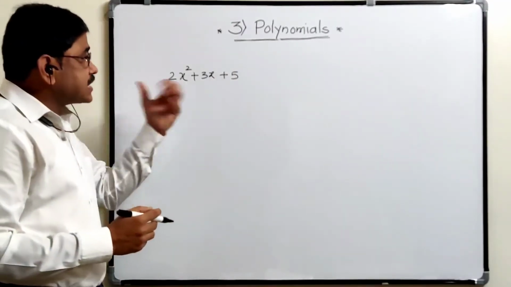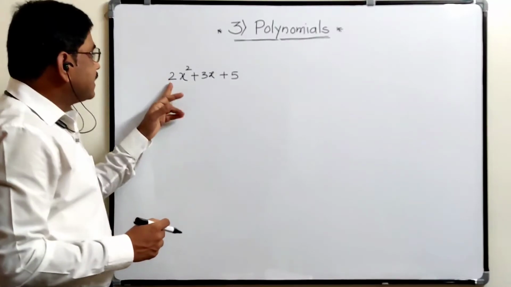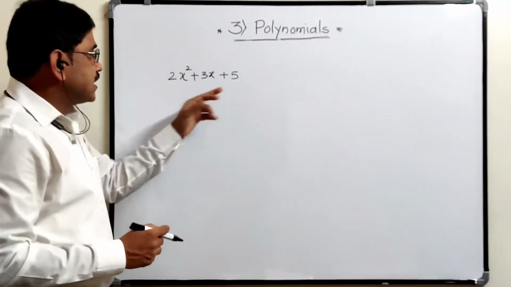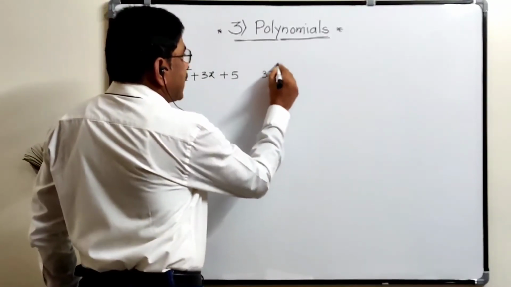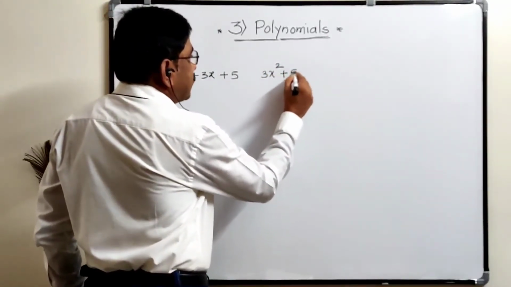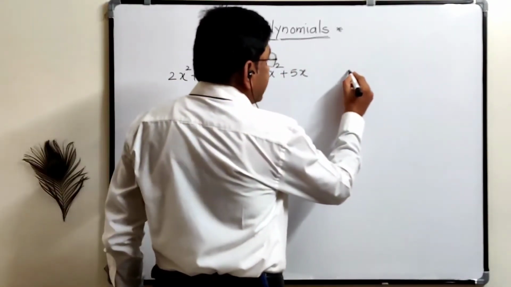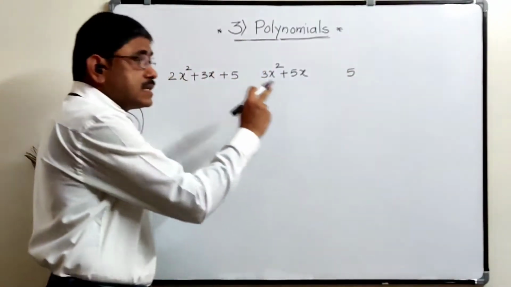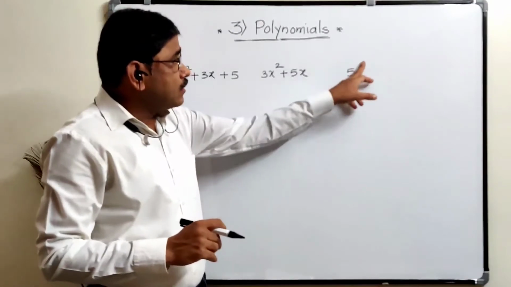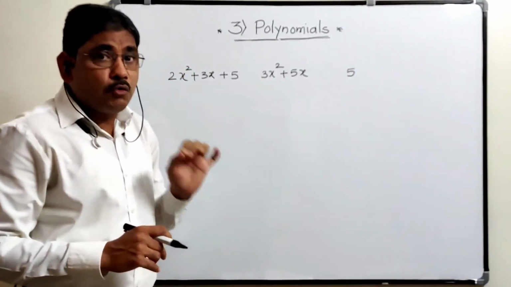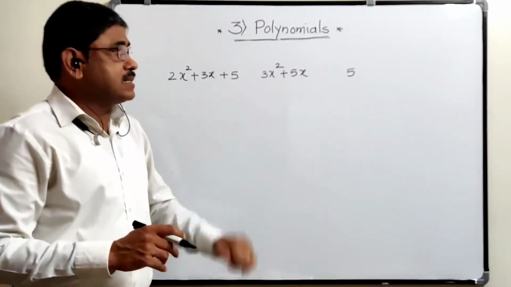This is an algebraic expression that contains some variables, that contains some numbers, constant terms, coefficient like this. Here, this 3x square plus 5x, this is also one of the algebraic expression, and this one means only 5. This is also the algebraic expression. Now you say, sir, here variable is not there, but every constant, with every constant variable is there.